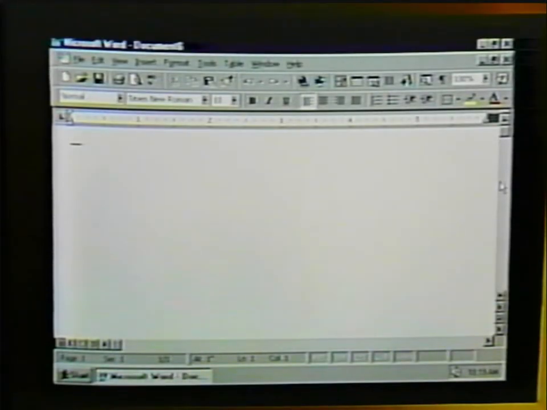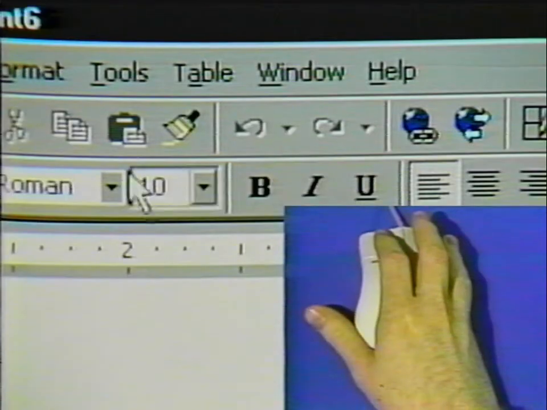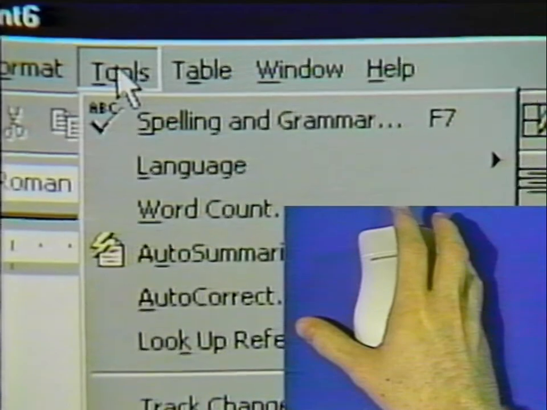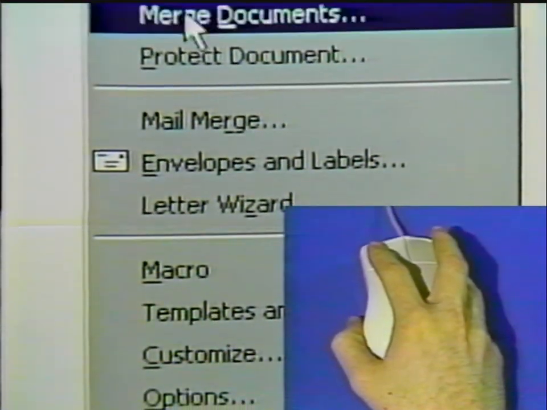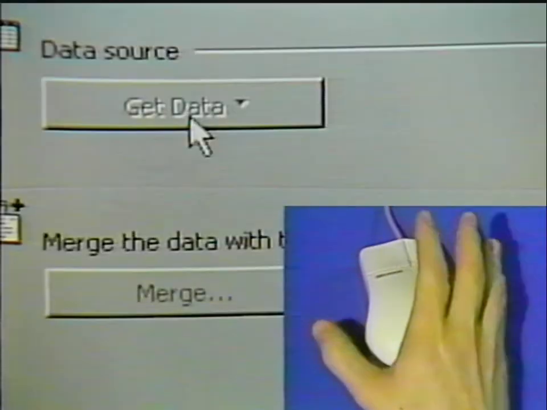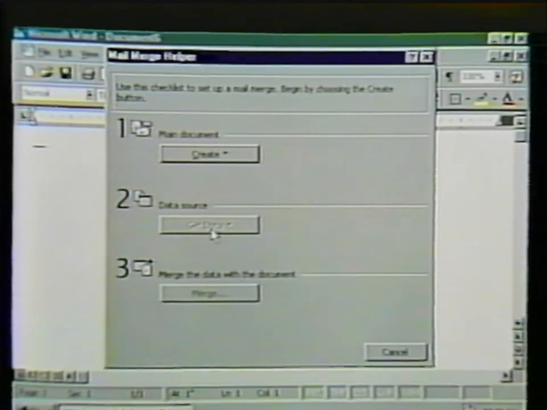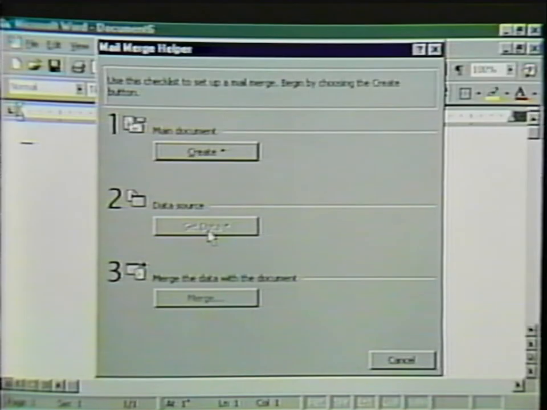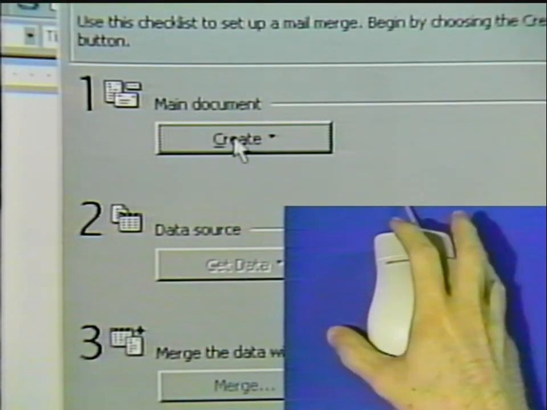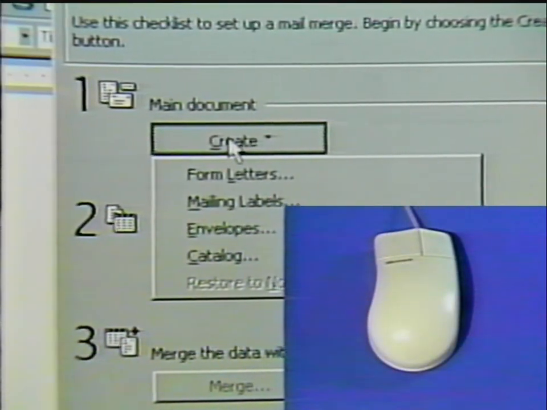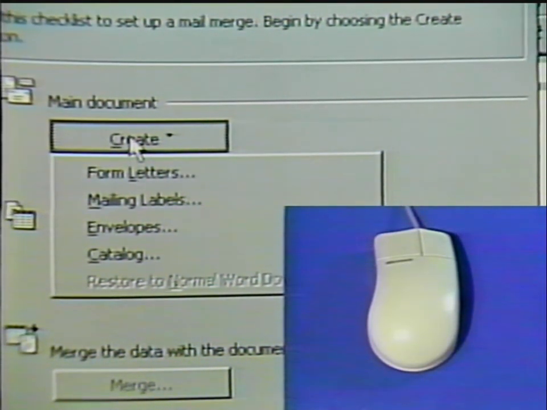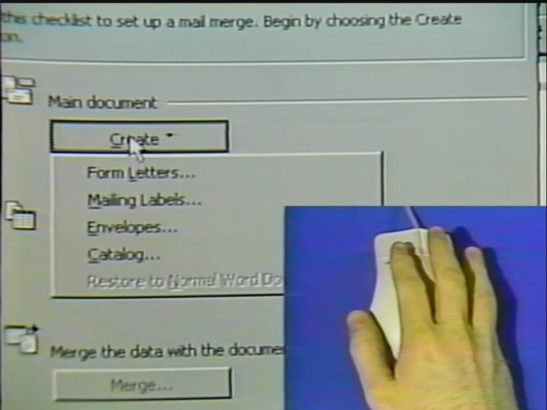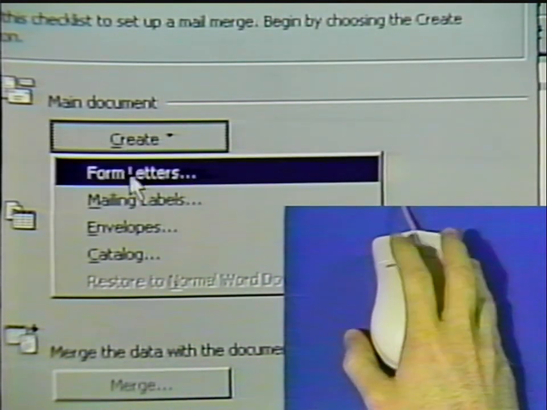We'll start out with a new document. First, click on Tools and click on Mail Merge. This brings up the Mail Merge Helper box. Click on the Create button. We can choose form letters, mailing labels, envelopes, or a catalog. We'll choose form letters in this case.